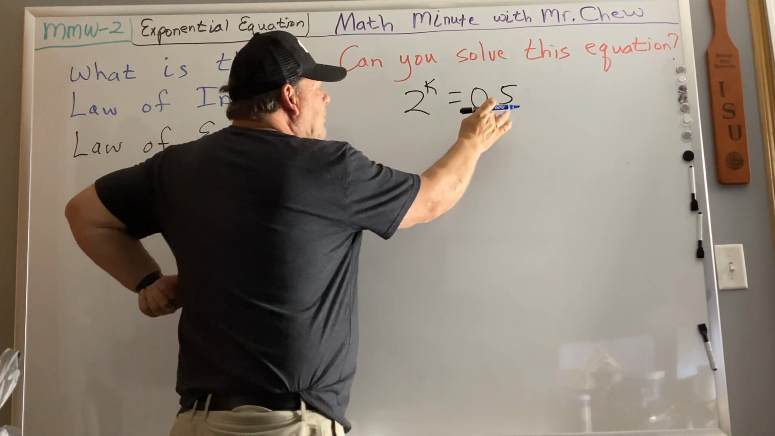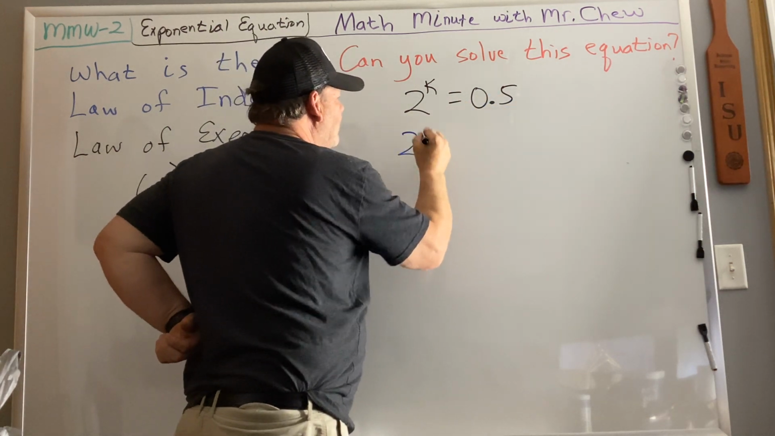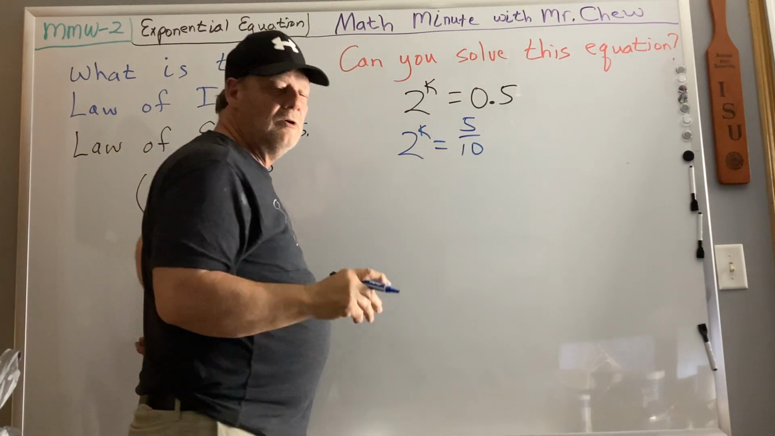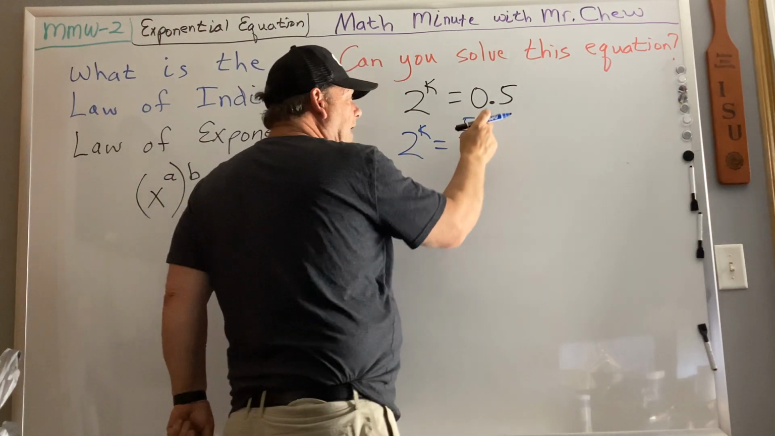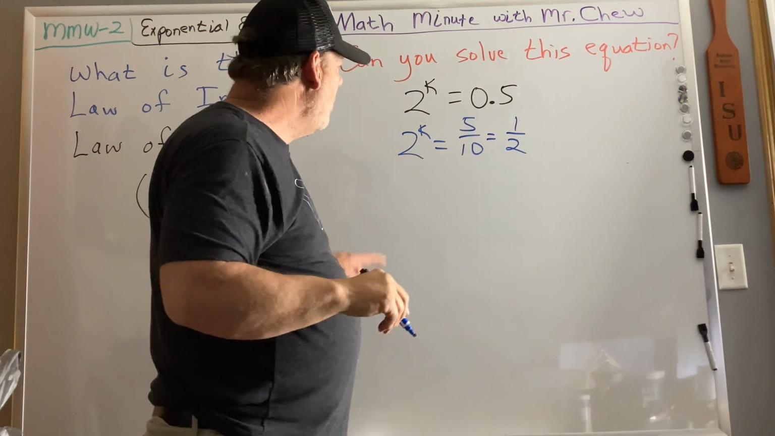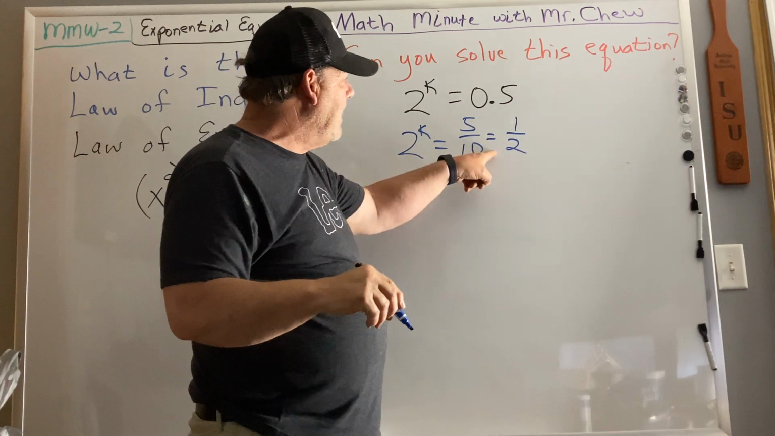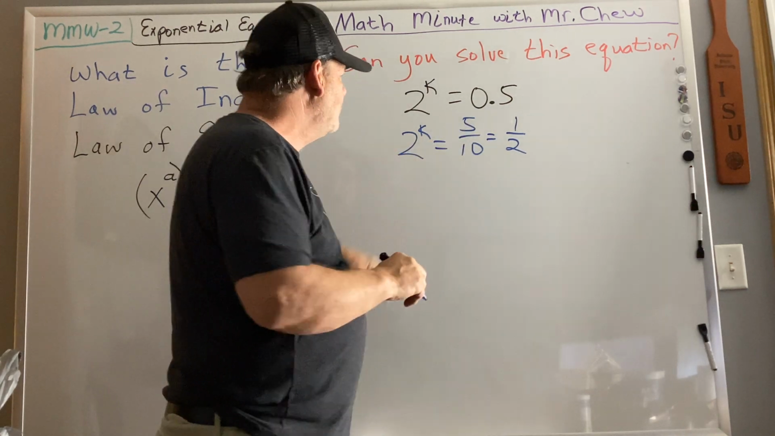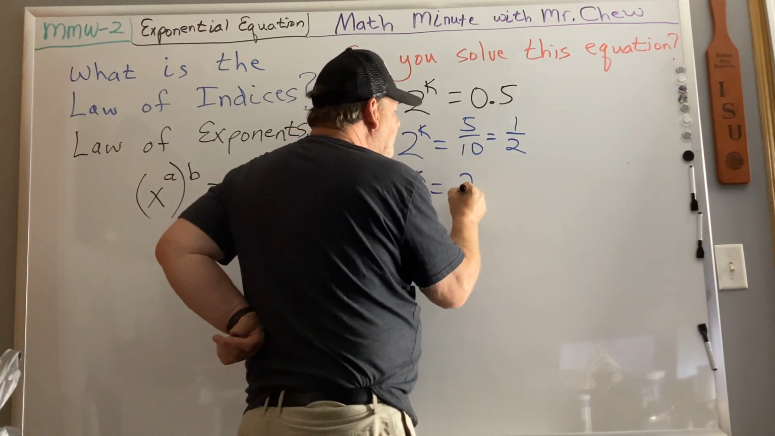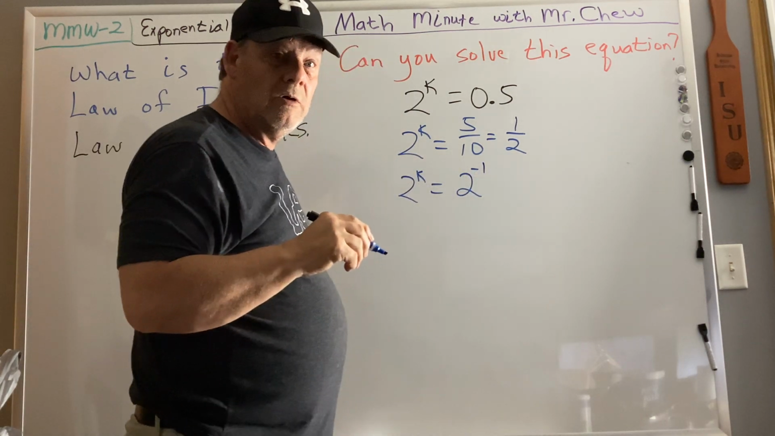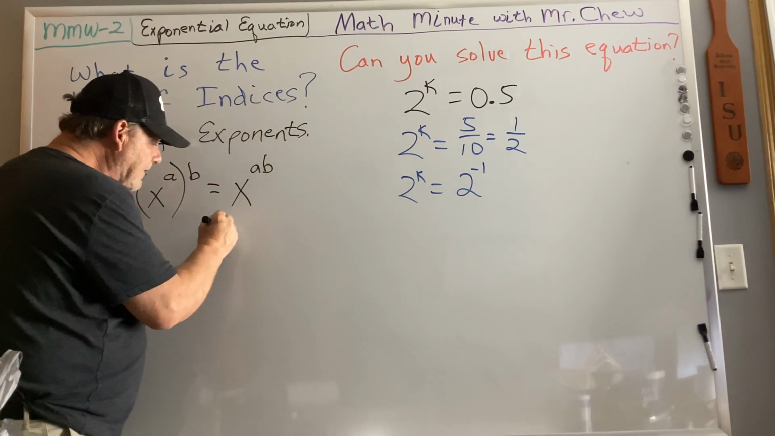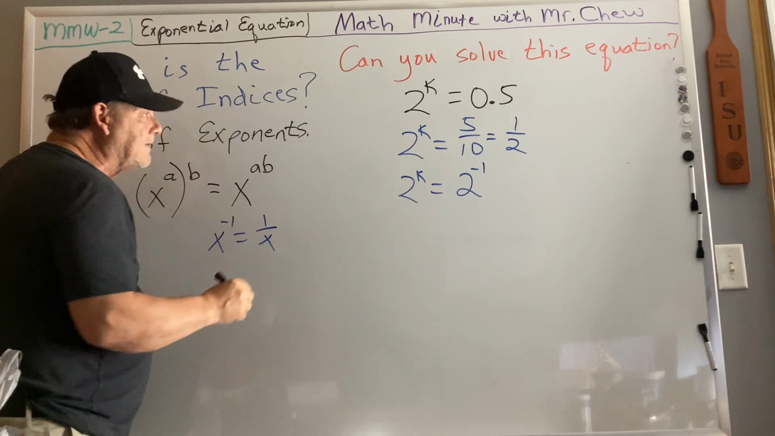So I have to rewrite this as 2 to the k equals, read that, that's 5/10. Well, 5/10 is equal to what? 5/10 is equal to 1/2. So 2 to the k equals 1/2. So I can take my 1/2 and write it as 2 to the negative first power, because in exponents, anytime that you have x to the negative 1, that equals 1 over x.